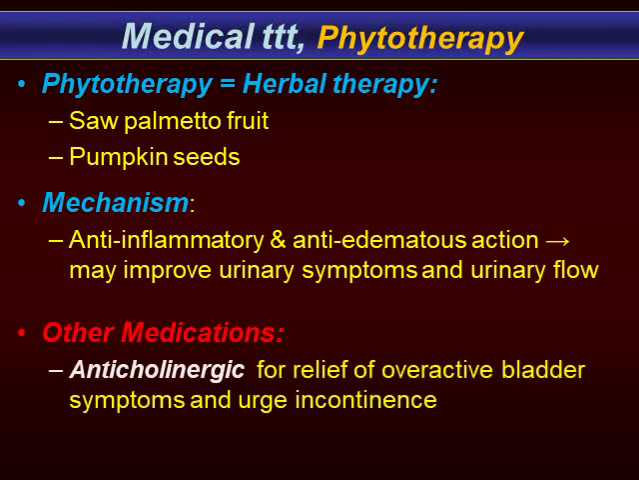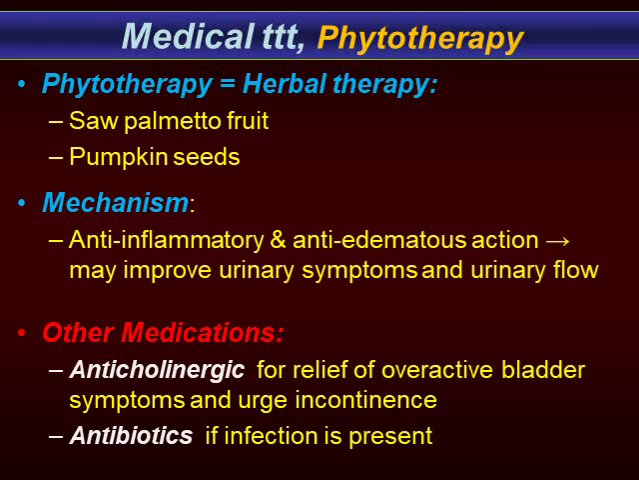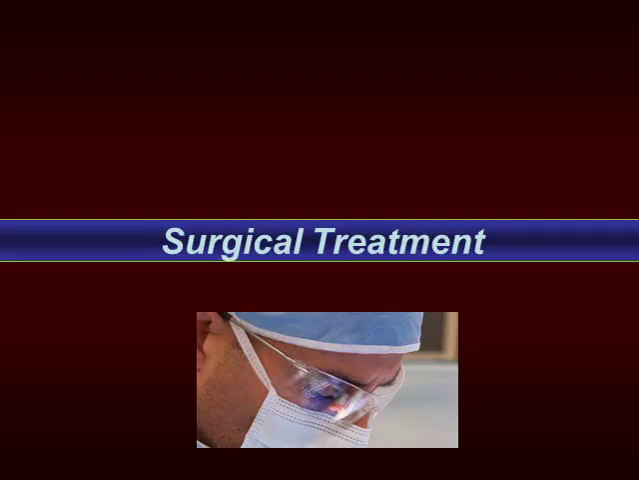Other medications that may be used during the treatment of BPH are anticholinergics, especially for patients with frequency, nocturia, urge incontinence. All the anticholinergics would be helpful in reducing symptoms of overactive bladder. Also, if there is urinary tract infection, antibiotics or urinary antiseptics will be required.